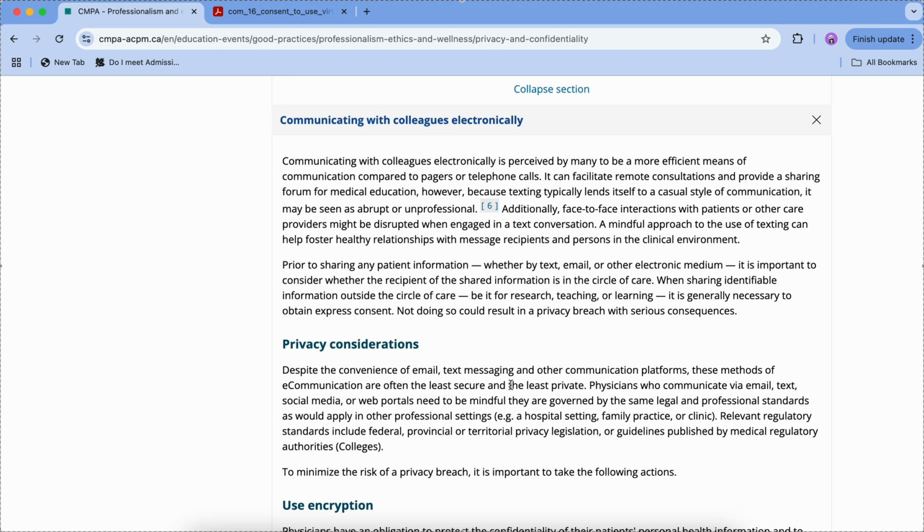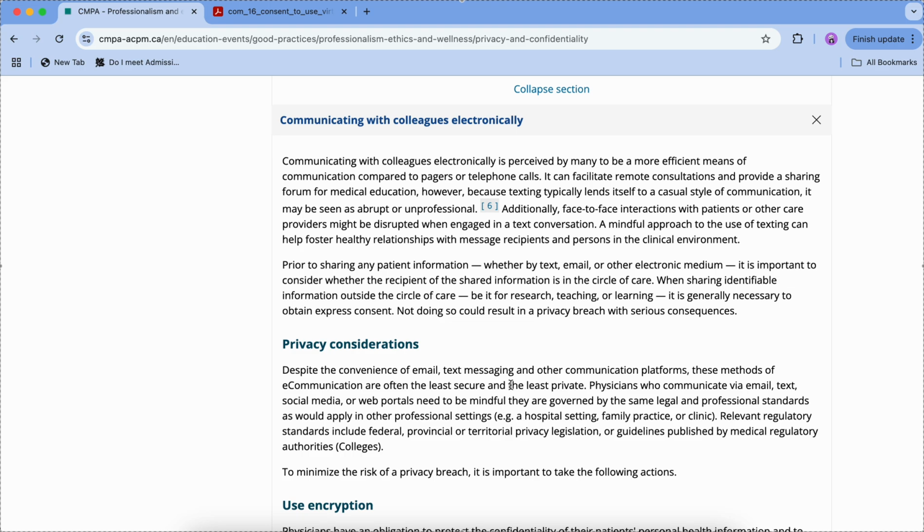Now, second is colleagues. Communicating electronically with a colleague is perceived by many to be a more efficient means of communication compared to pager or telephone calls. It can facilitate remote consultations, providing a shared forum for medical education. However, because texting typically lends itself to a casual style of communication, it may be seen as abrupt or unprofessional.